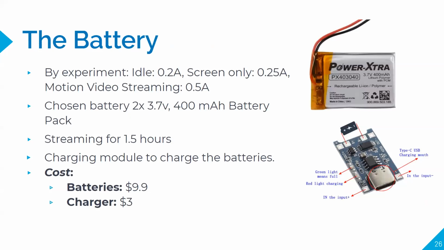Now, to choose the ideal battery, we have measured the consumed current in different performing stages, and we concluded that given the available options in the market, we found it best to choose two 400 milliampere batteries with the power supply of 3.7 volts in order to run the chip. After deploying the battery and exhausting its power, we concluded that the chip can be able to stream for 1.5 continuous hours. We have also packed the battery with a charging module to recharge the battery, and the costs are pretty reasonable given that it's around $10 for the batteries and $3 for the charging inside.